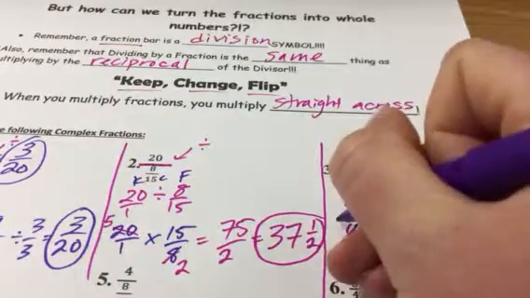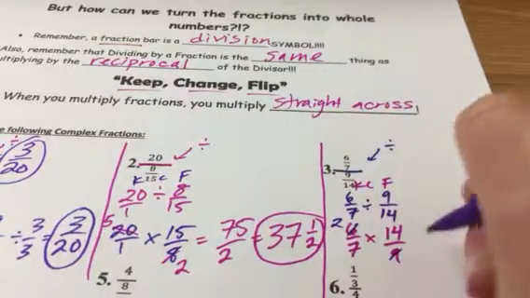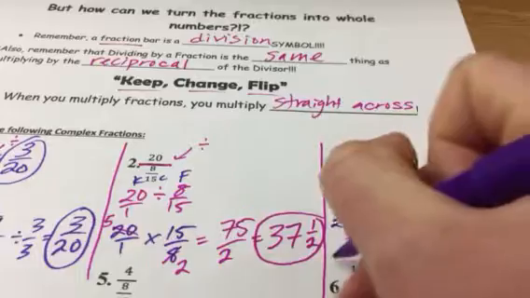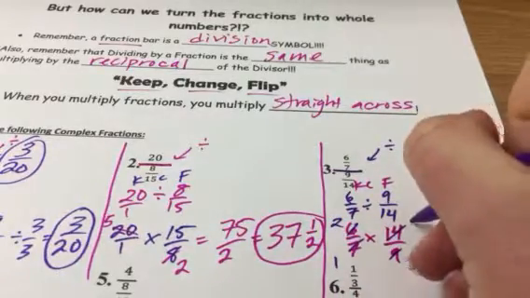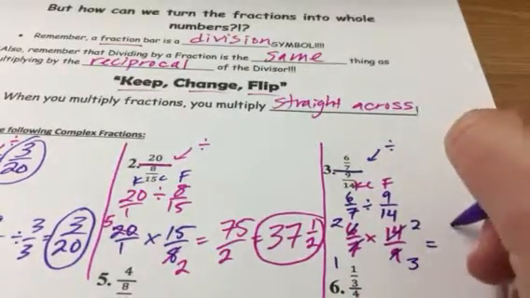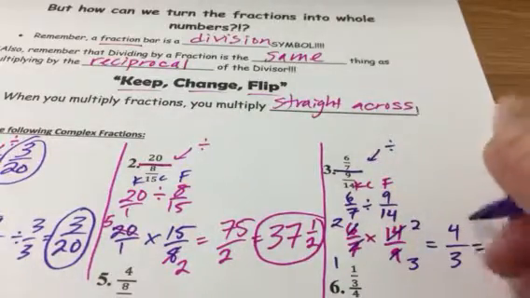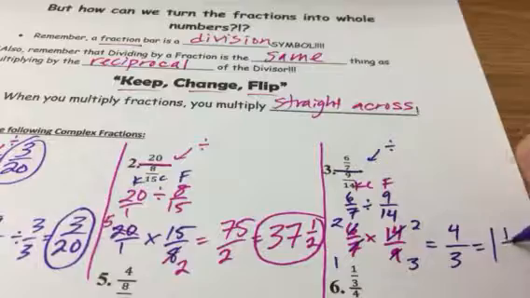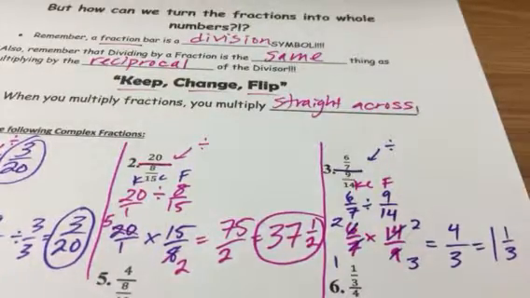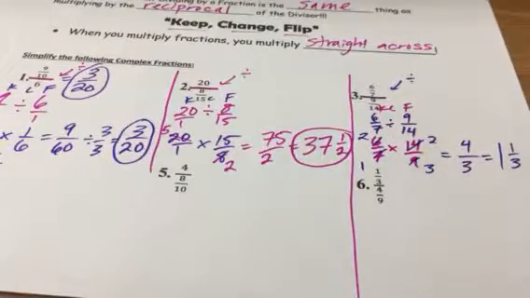I can simplify before I multiply. I can see that 3 goes into 6 twice, 3 goes into 9 3 times, 7 goes into 7 once, 7 goes into 14 twice. That just makes my life a little bit easier. I get 2 times 2 over 3, which is 4/3. I multiply straight across. 3 goes into 4 one whole time, and there's 1 left over, 1 1/3. So I'm going to go ahead and leave you to do the last few on your own.